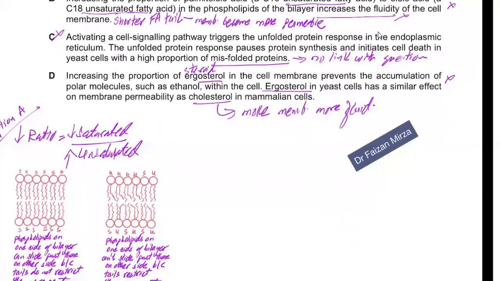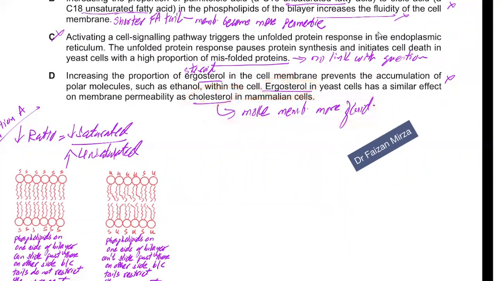Increasing the proportion of ergosterol in the cell membrane prevents the accumulation of polar molecules such as ethanol within the cell. Ergosterol is a steroid, by the way. Ergosterol in yeast, no, you don't need to learn that. Ergosterol in yeast has a similar effect on the membrane permeability as cholesterol in the membrane. So what's the effect of cholesterol? We know cholesterol makes the membrane more fluid.